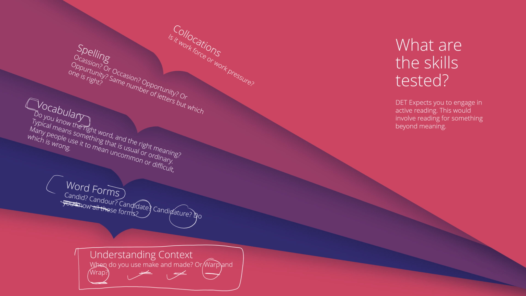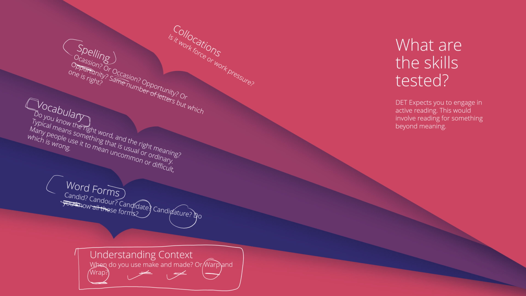Now, beyond vocabulary, you have spelling. This is a very common problem for all of us, whether we are comfortable in speaking English or otherwise. There are some words which we can never be sure of. You can be absolutely certain that you'd encounter some of these words as a part of the DET exam. So what are the words that you're likely to encounter? Let's look at this word. Is it occasion with a double S or is it a double C? Again, the same number of letters, but the spelling is different.